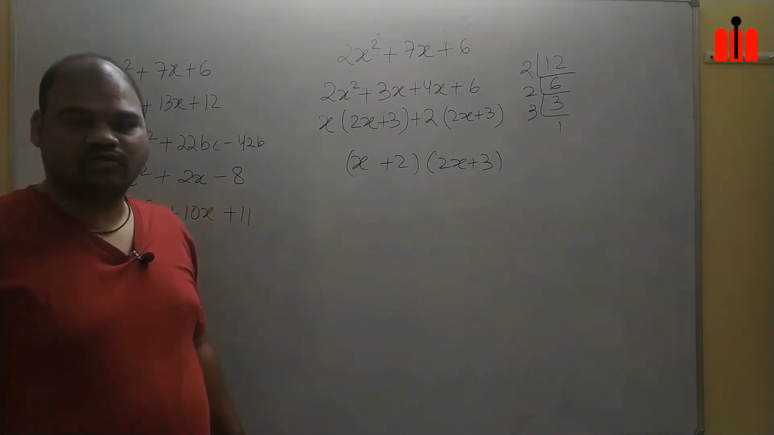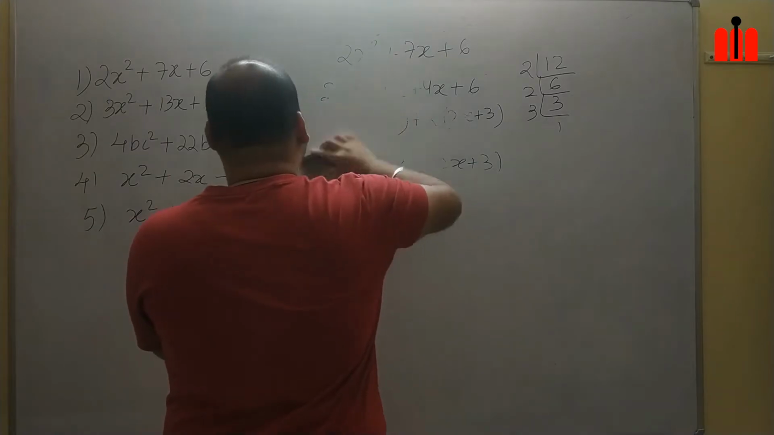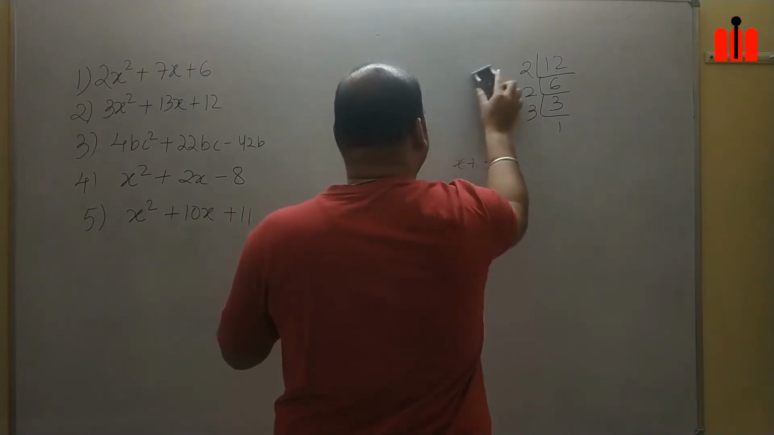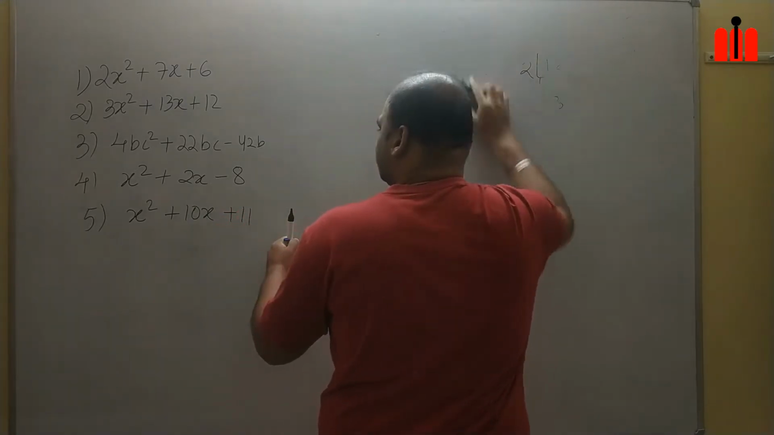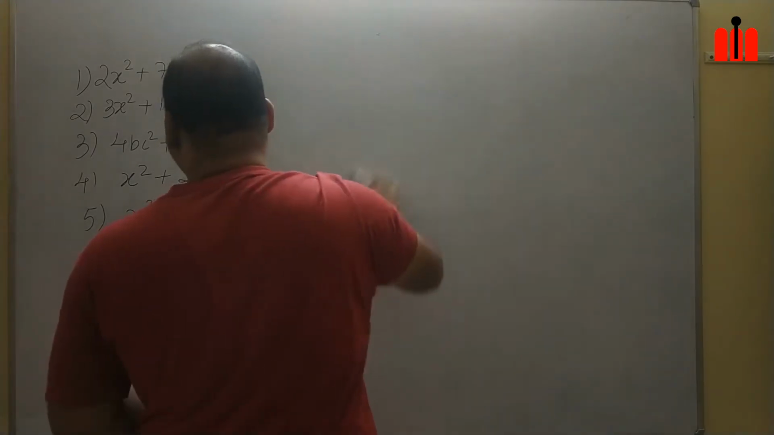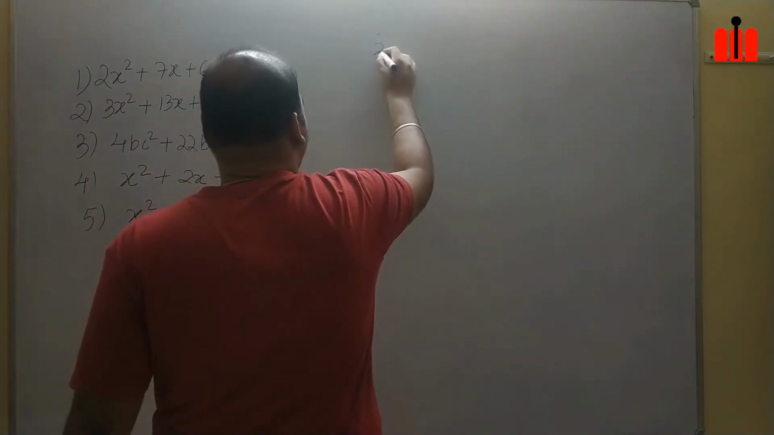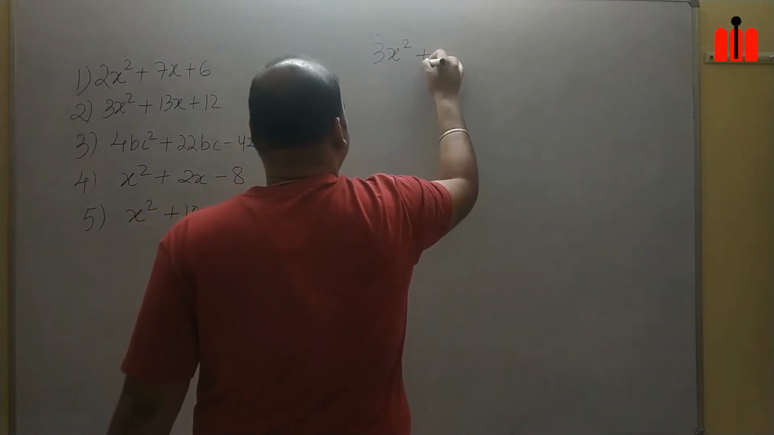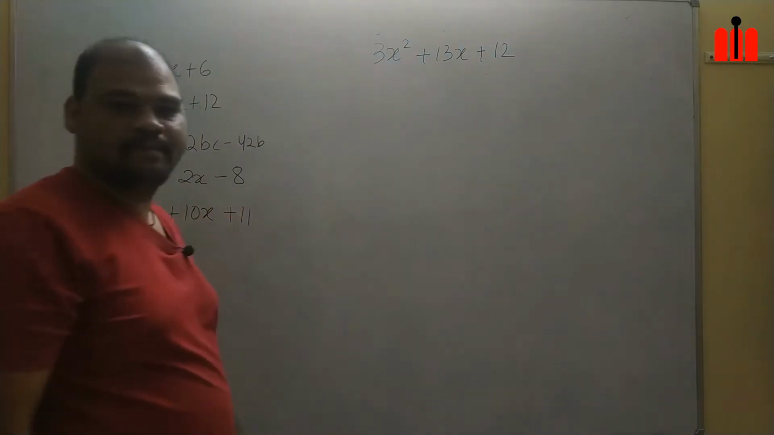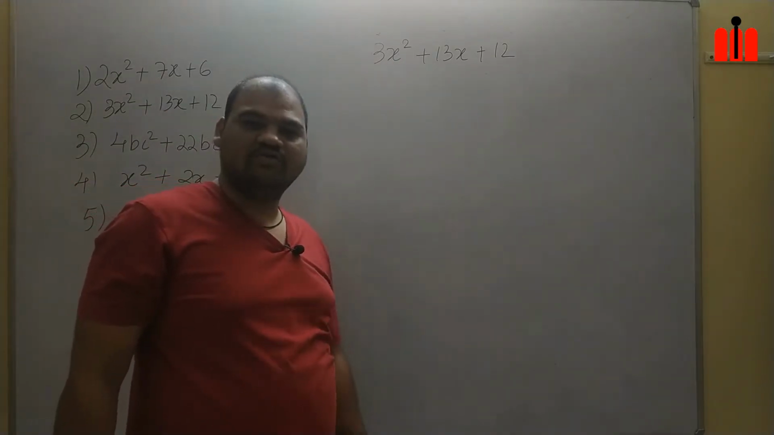Okay. Now let's move on to the second problem. In the second problem it is 3x square plus 13x plus 12. Okay. Now here 3 into 12, what is the value? 36.